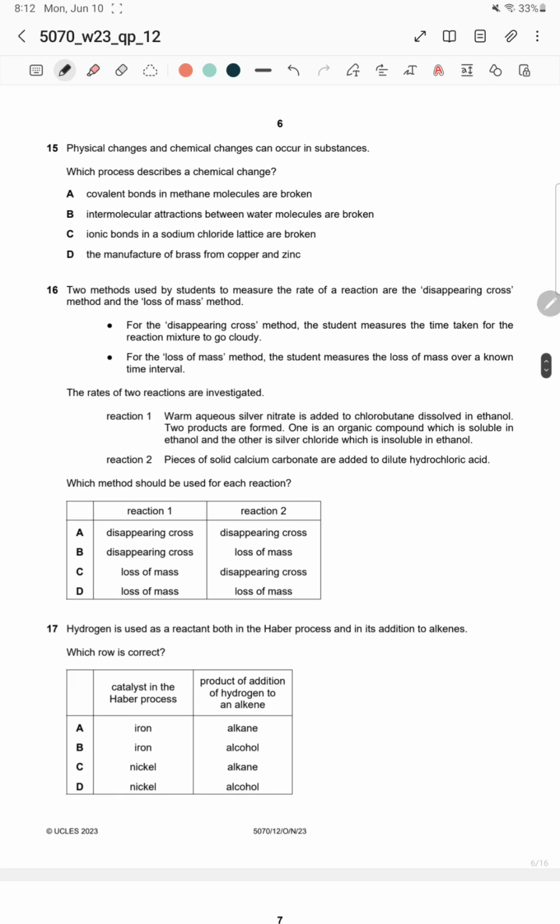Question 15. Physical changes and chemical changes occur in a substance. Which process describes a chemical change? Remember students, a chemical change occurs as a result of a heat change, or an increase or decrease in mass, or whenever you see the formation of bubbles of a gas. So a chemical change always occurs as a result of a heat change. So for 15, covalent bonds in methane molecules are broken. So it means they absorb energy and then they undergo cleavage. So that's a chemical change. We don't need to look any further.